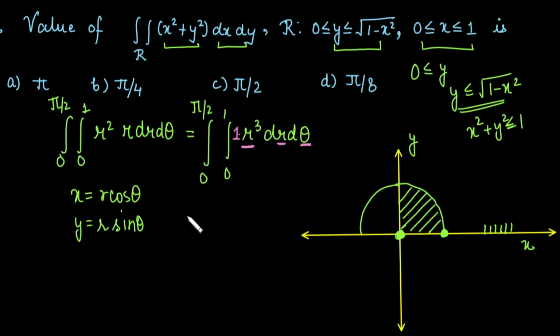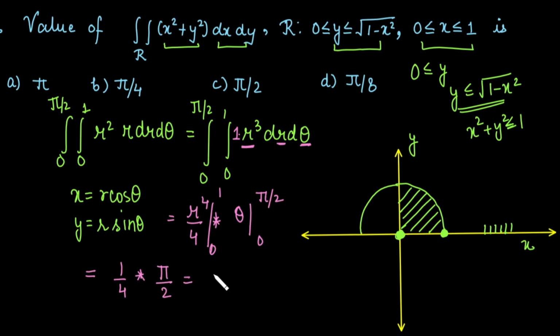So r cube की इंटीग्रेशन क्या है? r raised to power 4 by 4, into 1 की इंटीग्रेशन with respect to theta is theta. Limits of theta is 0 to pi by 2 and the limit of r is 0 to 1. हम ये डायरेक्ट तभी लिख सकते हैं जब कांस्टेंट लिमिट्स हो और फंक्शन को हम break कर सकते हैं as a function of r and theta, otherwise it is not possible. This is equal to, substitute upper limit and lower limit. This is 1 by 4 into theta as pi by 2. Hence answer is pi by 8.